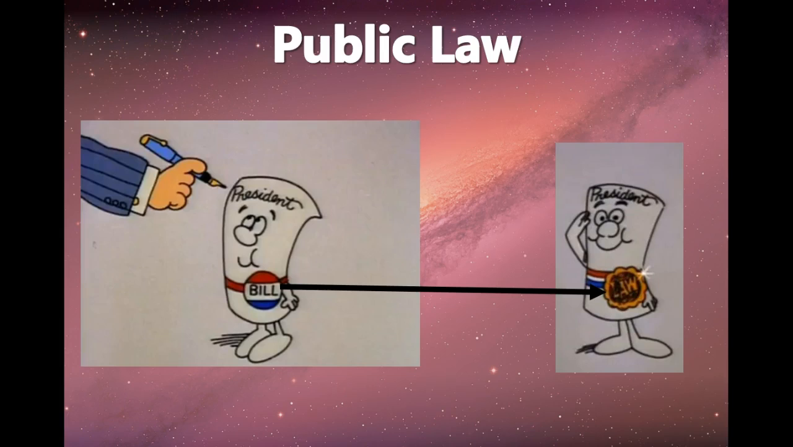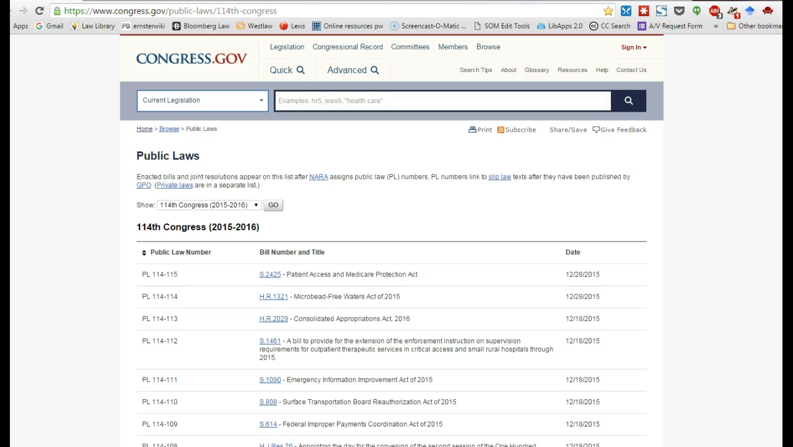And first, we want to see how we refer to public laws. As you can see on this website of public laws at congress.gov, public laws are assigned a number. What we're looking at here are the most recent public laws signed into law by the president, and the most recent one here is Public Law 114-115. What this is telling us is that this public law was enacted, signed by the president in the 114th Congress, and it happens to be the 115th law.